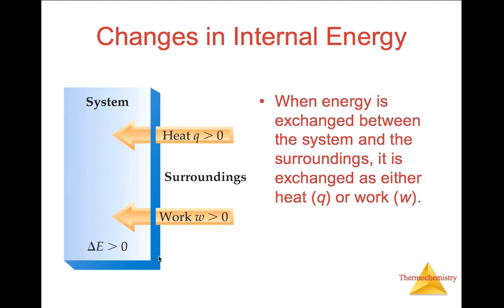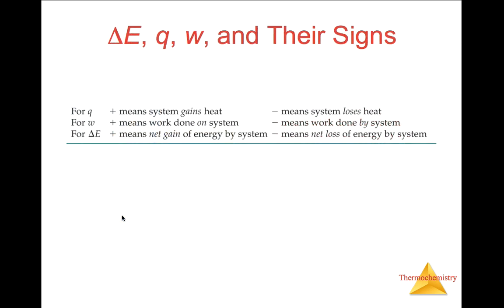When energy is exchanged between the system and the surroundings, it exchanges either heat or work. The symbol we use in chemistry for heat is the letter Q, and the symbol we use in chemistry for work is W. Heat, or Q, greater than 0 means that the system has absorbed some heat. Work greater than 0 means that the surroundings have done some work on the system. And therefore, the change in energy is equal to Q plus W.